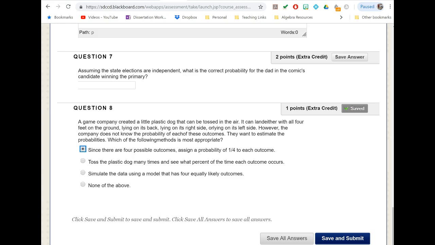So we can only use classic probabilities if we know everything's equally likely, like flipping a coin or rolling a die. And if we don't know, then the only thing we can do is basically do an experiment where we toss the thing a bunch of times and see what happens. The last answer choice here, or the next one, has simulate, which sounds really good, but then it still says equally likely outcomes, which is the same thing as the first one. So your answer choice that should have been correct was the second answer choice.